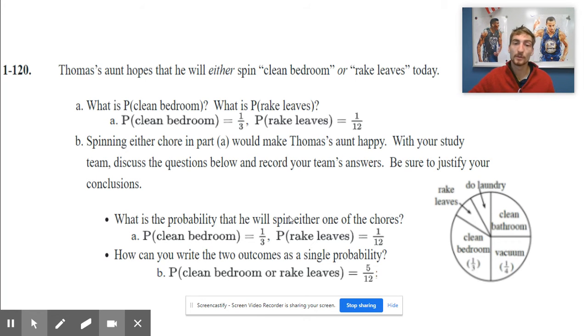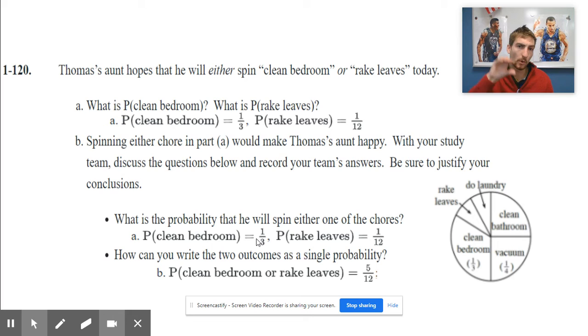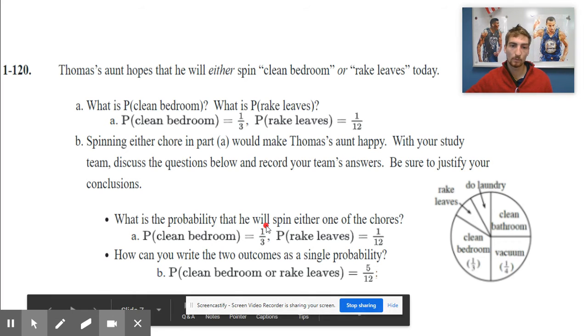So you should have ended up with 5/12. Again, if we were to divide this whole thing into 12 pieces, then this 1/3 would turn into 4/12, right? If we multiply by our big one, 4/4, 1 times 4 is 4, 3 times 4 is 12. So when we have 4/12 plus 1/12, we'll end up with 5/12.